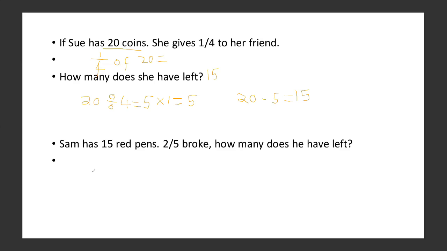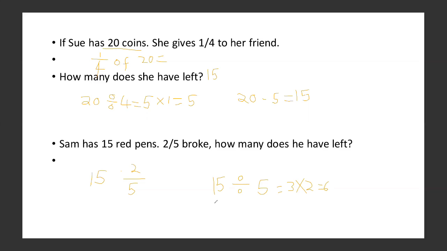Sam has 15 red pens. Remember what I said: as you find a number, you need to write it down. 2/5 broke. How many does she have left? So we want to know how many broke first of all. So we do 15, 2/5 of it. We got 15 divided by 5, which gave me 3. 3 times 5 is 15. Times it by 2, which gave me 6. So 6 broke.